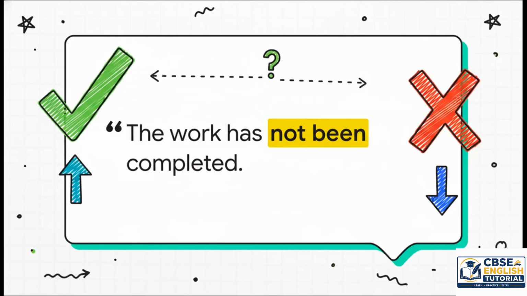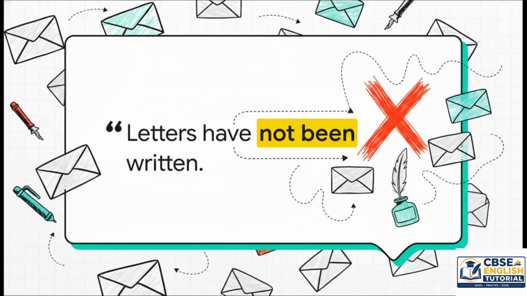That's it. Let's go back to our first example to see how it works. Our positive sentence was, the work has been completed. The negative version, the work has not been completed. So simple, right? And no surprise, it works the exact same way with our plural example. Letters have been written becomes, you guessed it, letters have not been written. The pattern is super consistent, which makes it really easy to remember.